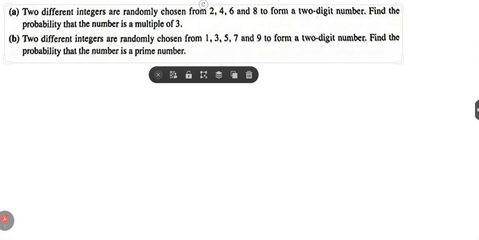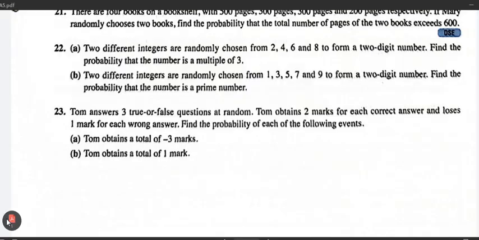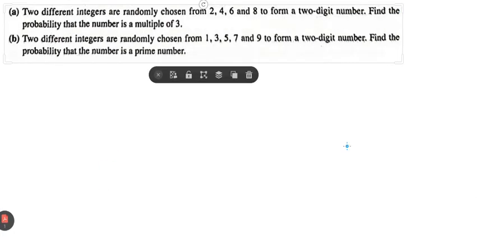So two different integers are randomly chosen from 2, 4, 6, 8 to form two-digit numbers. Find the probability that the number is a multiple of 3. Okay, so this is the right one then. Okay, right. So let's try to find it out here.